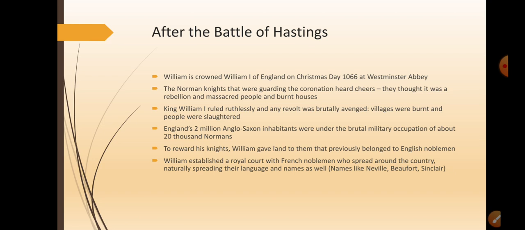I already mentioned that to you in class, that languages change when they blend, mix, or cultures live together. They influence each other. Okay, of course, names like Neville, Beaufort, and Sinclair, which are common names now, came from the Normans.